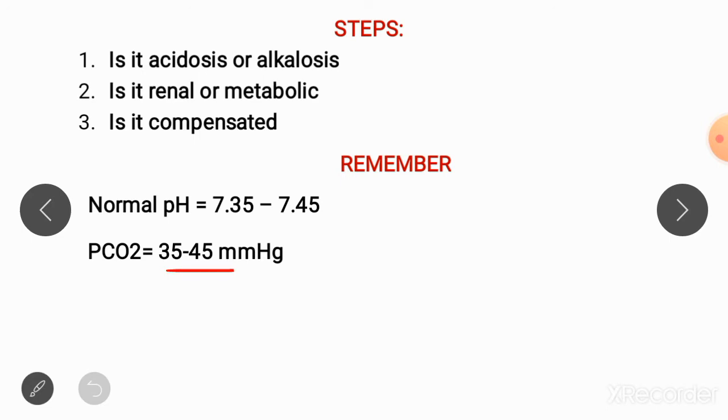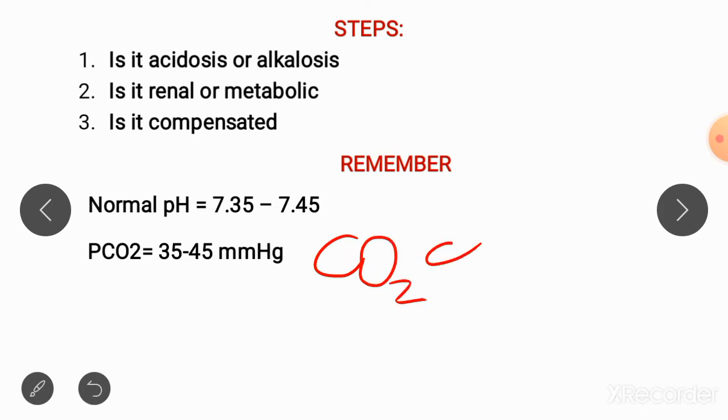You have to remember the range of all of these parameters, otherwise you won't be able to solve these questions. So partial pressure of carbon dioxide greater than 45 will cause acidosis, and the partial pressure of carbon dioxide less than 35 is going to cause alkalosis. That is quite simple.